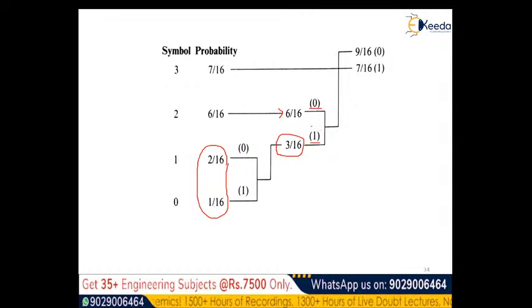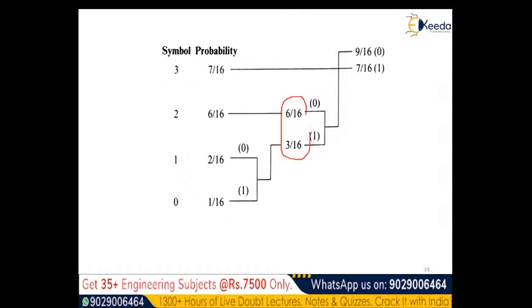Now as for the arrangement, after the addition of the 6 by 16 to that of 3 by 16, we get the total 9 by 16, and that we put first due to its maximum value, and then we carry forward 7 by 16 at the second place, and we code it as 0 and correspondingly 1. So this is the formation of the Huffman code tree.